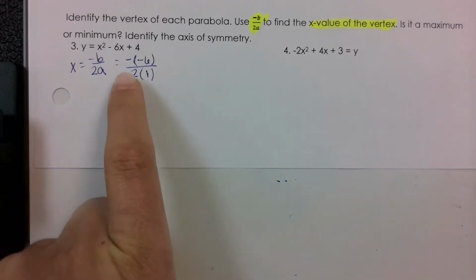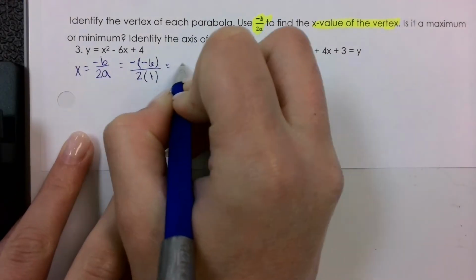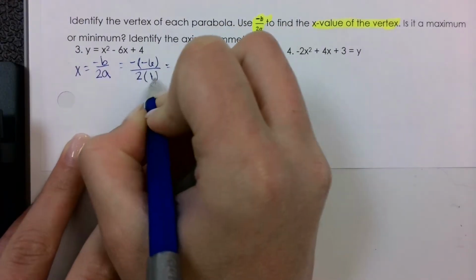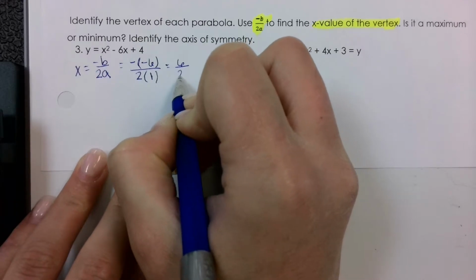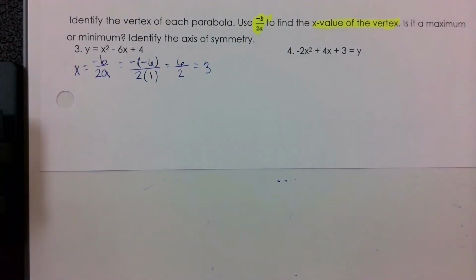So up top, we have negative 6. What is that? Just positive 6. And on bottom, what is 2 times 1? And what is 6 divided by 2? 3. So the x value of your vertex is 3. Right? But is it enough just to have the x value? We've got to have the y as well.